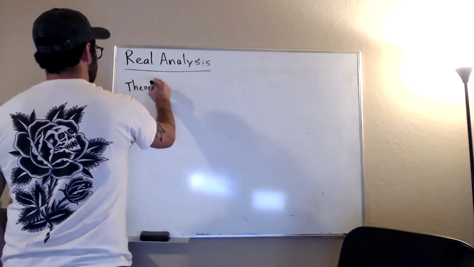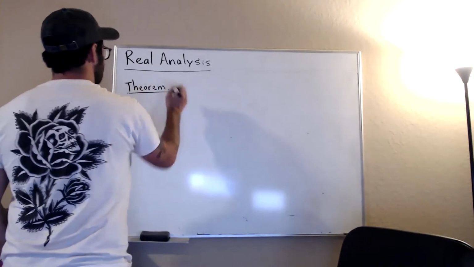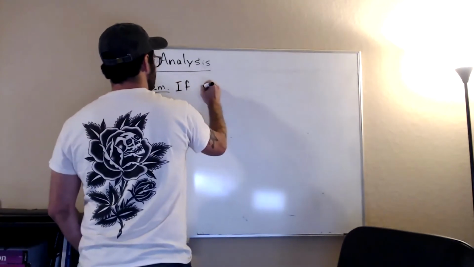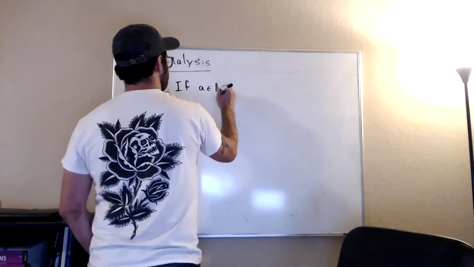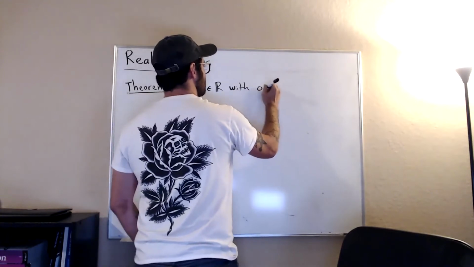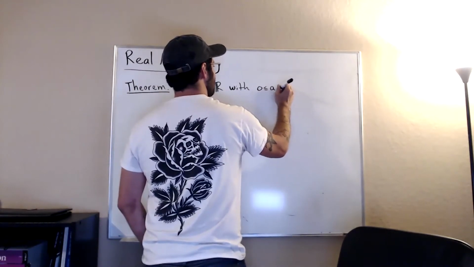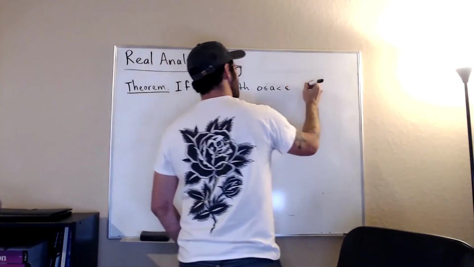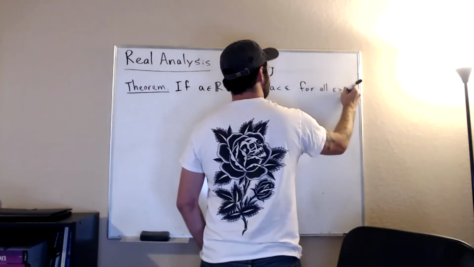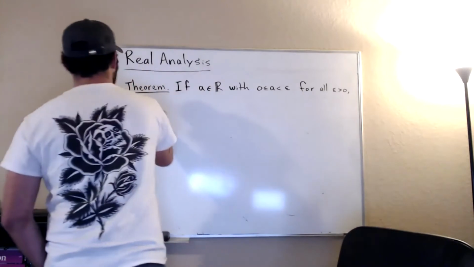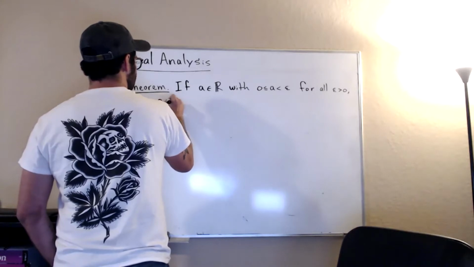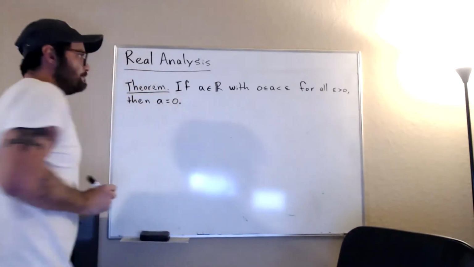So let's say, if A is a real number with 0 less than or equal to A, which is less than epsilon, for all epsilon greater than 0, then A is equal to 0. Okay?